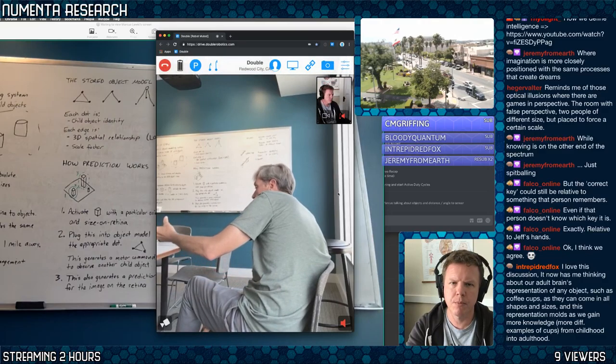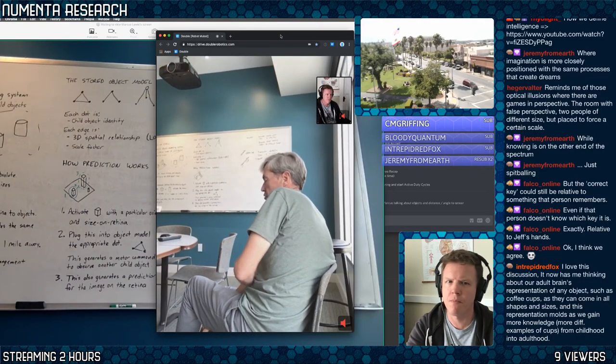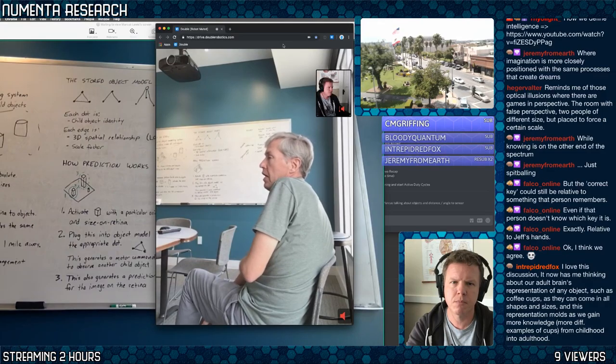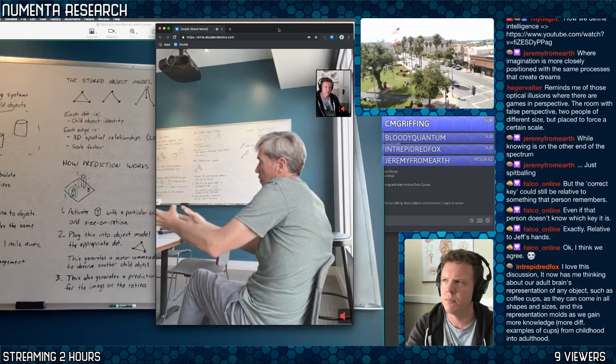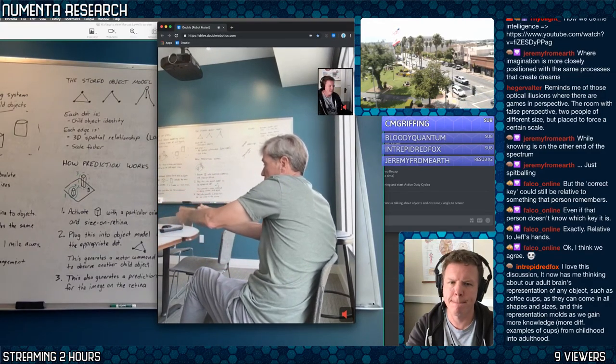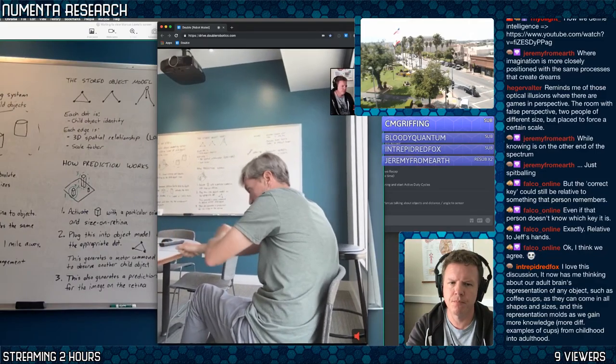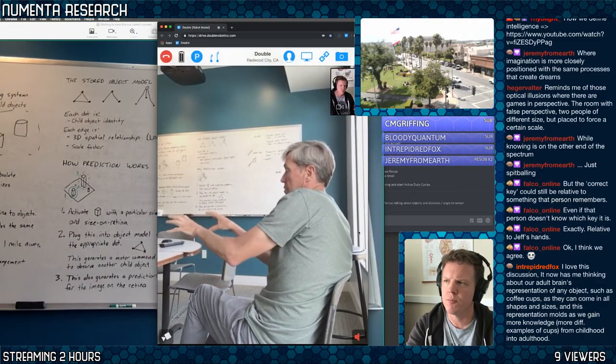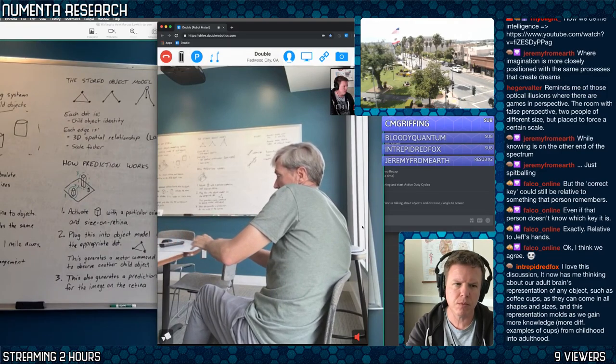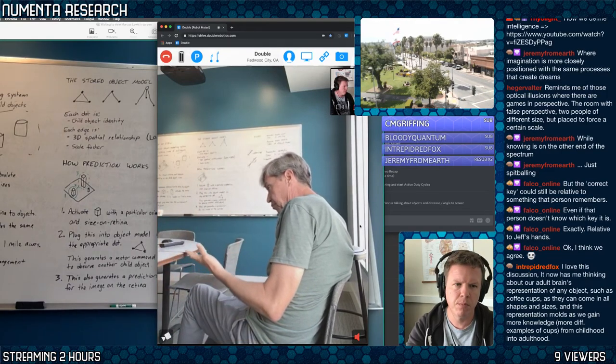I would argue that we save each one of those at its proper scale. It's not like I have a generic one and I'm morphing it into these different ones. It's like, oh, that one's a little fluted. This is the one that's green. This is the one that has the funny bottom. And I'm going to argue each one is memorized at the same meter stick, if you will.